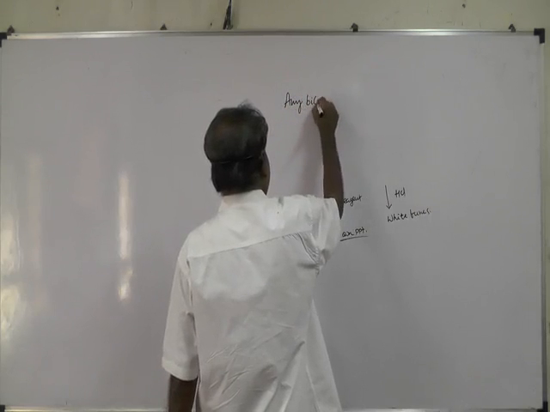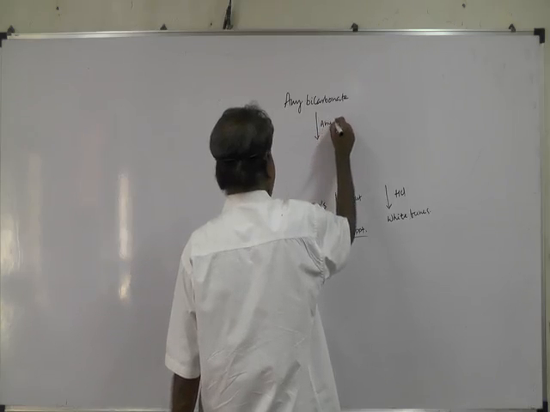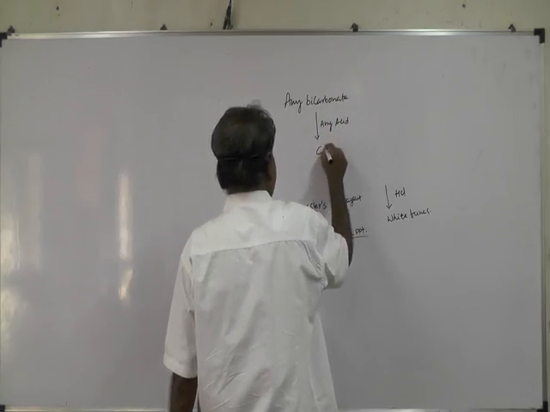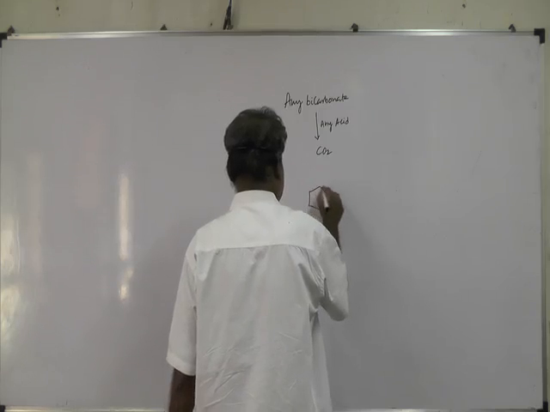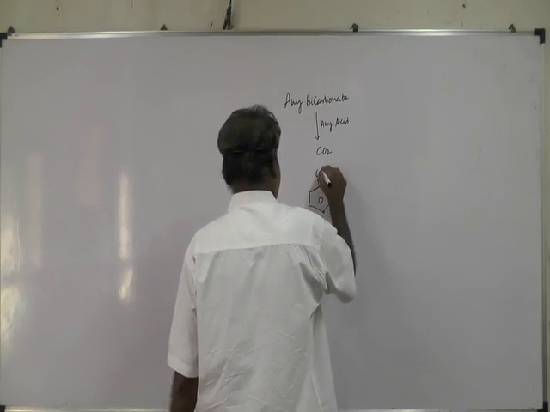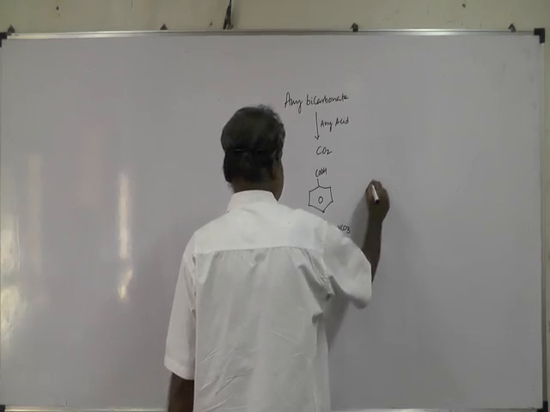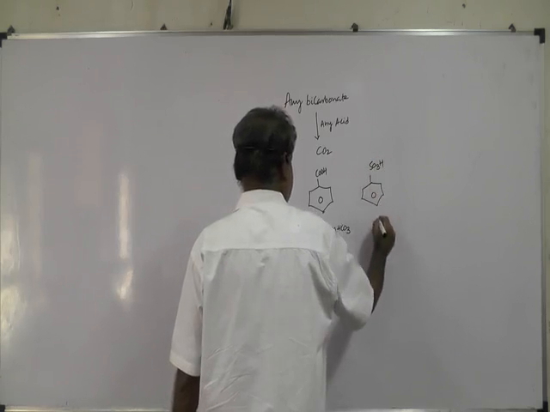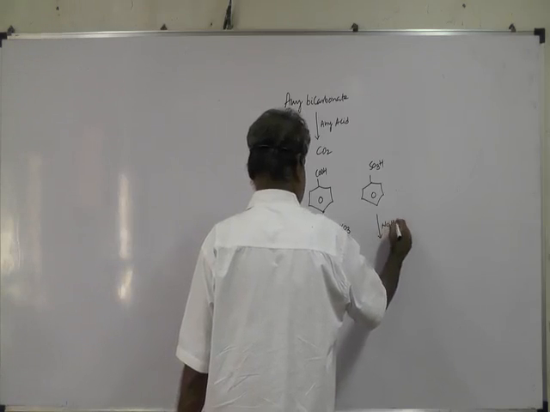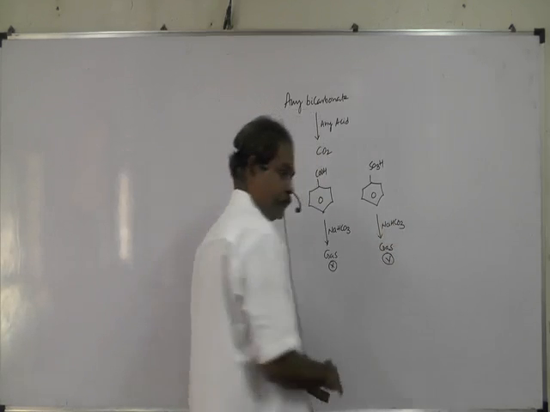Any bicarbonate, any acid, what is it you get? Carbon dioxide. The 2005 question: benzoic acid, sodium bicarbonate, gas X. This one again with the sodium bicarbonate, gas Y. What are X and Y?